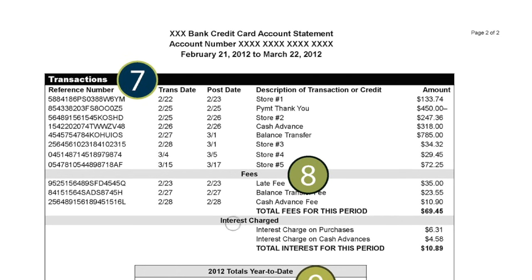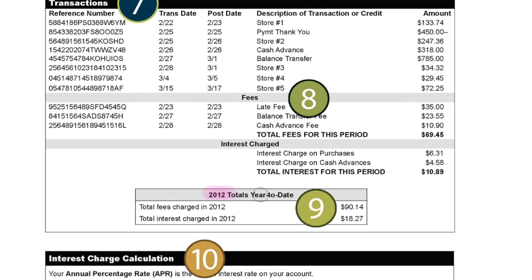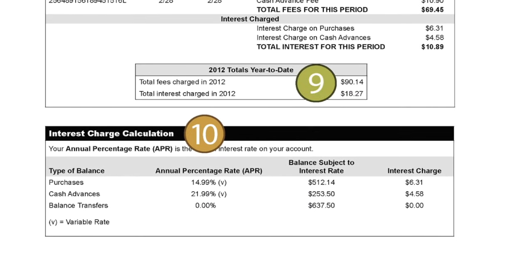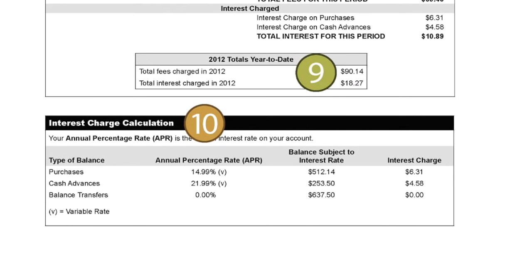Number 9 is the totals year to date. This section will tell you the total fees that you've paid and the total interest that you've paid this year. So in 2012, this person has paid already over $100 in fees and interest, and it's only March. So for that person, it does not look very good. They're going to keep going this way. They're going to spend almost $400 to $500 this year in fees and in interest, and that's such a waste of money. So we want to make sure that that's not happening.